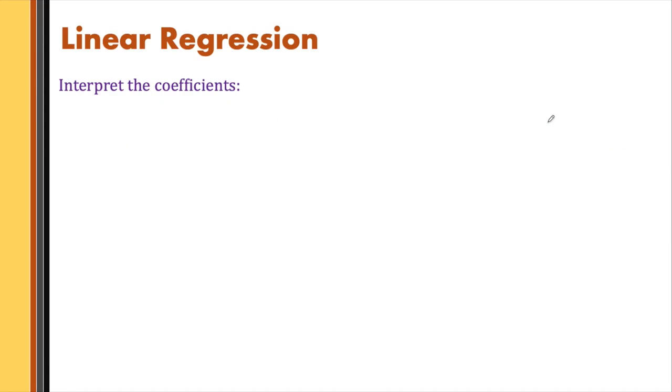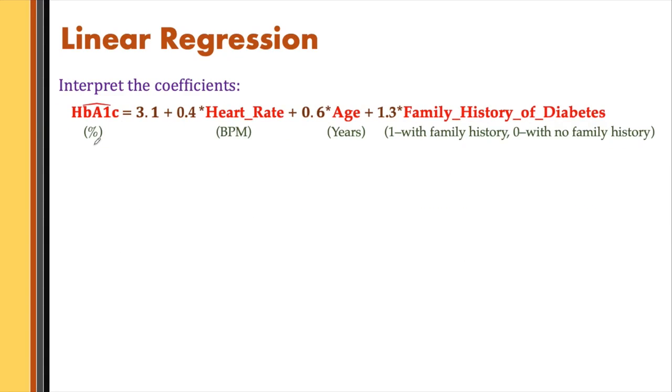Let's proceed with other examples. How would you interpret now the coefficients of this linear regression model wherein the dependent variable is HbA1c, which is a measure of glucose in blood? The higher the HbA1c, most likely the individual is diabetic. Suppose the predictors are heart rate in beats per minute, age which is in years, and family history. 1 means the individual has family history of diabetes, and 0 means the individual has no family history of diabetes.